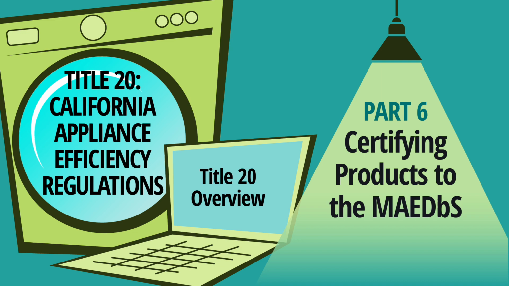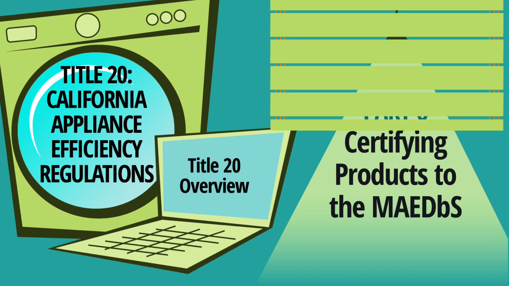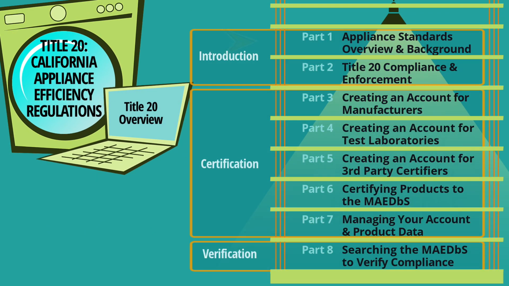Welcome to Part 6 of the Energy Code ACE Title 20 Compliance Training Series. There's a total of 8 videos in the series, focusing on an introductory overview of key aspects of the appliance efficiency regulations, what you need to know and do to certify products so they comply with the regulations, and how to verify that specific products comply. So be sure to check out the parts that apply to you. You can find them on the Energy Code ACE YouTube channel or on the training page of the Energy Code ACE website.